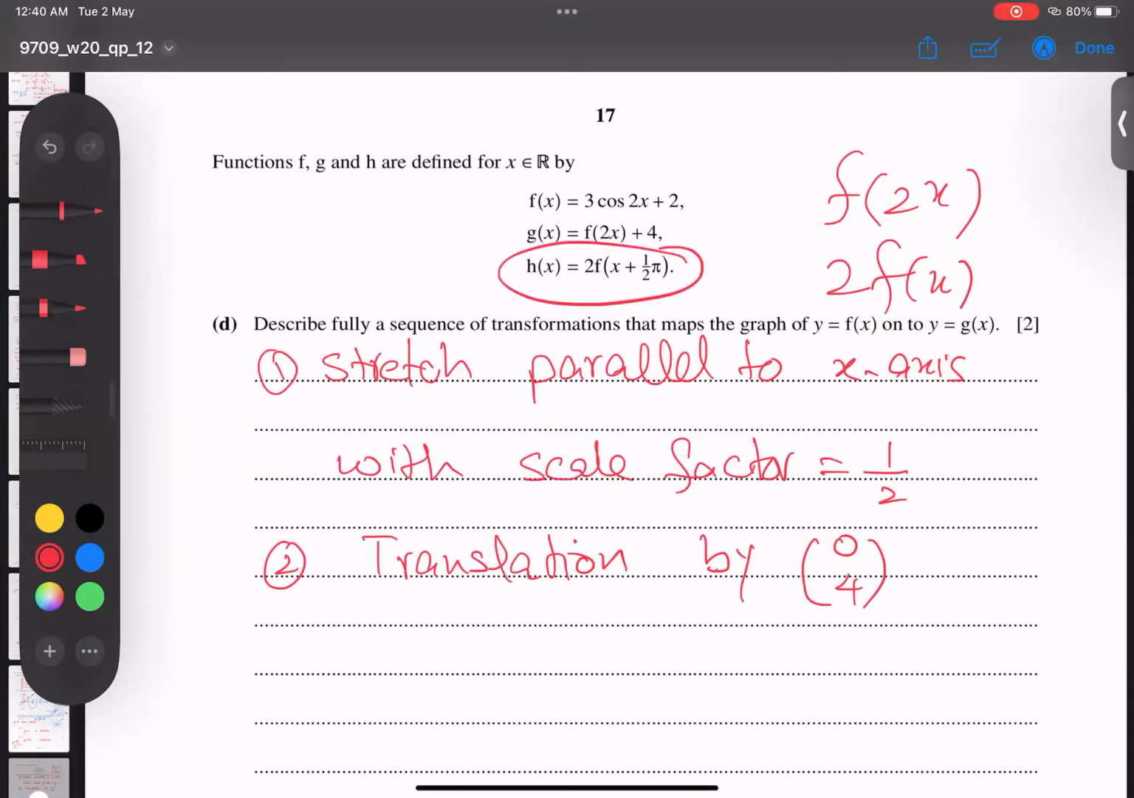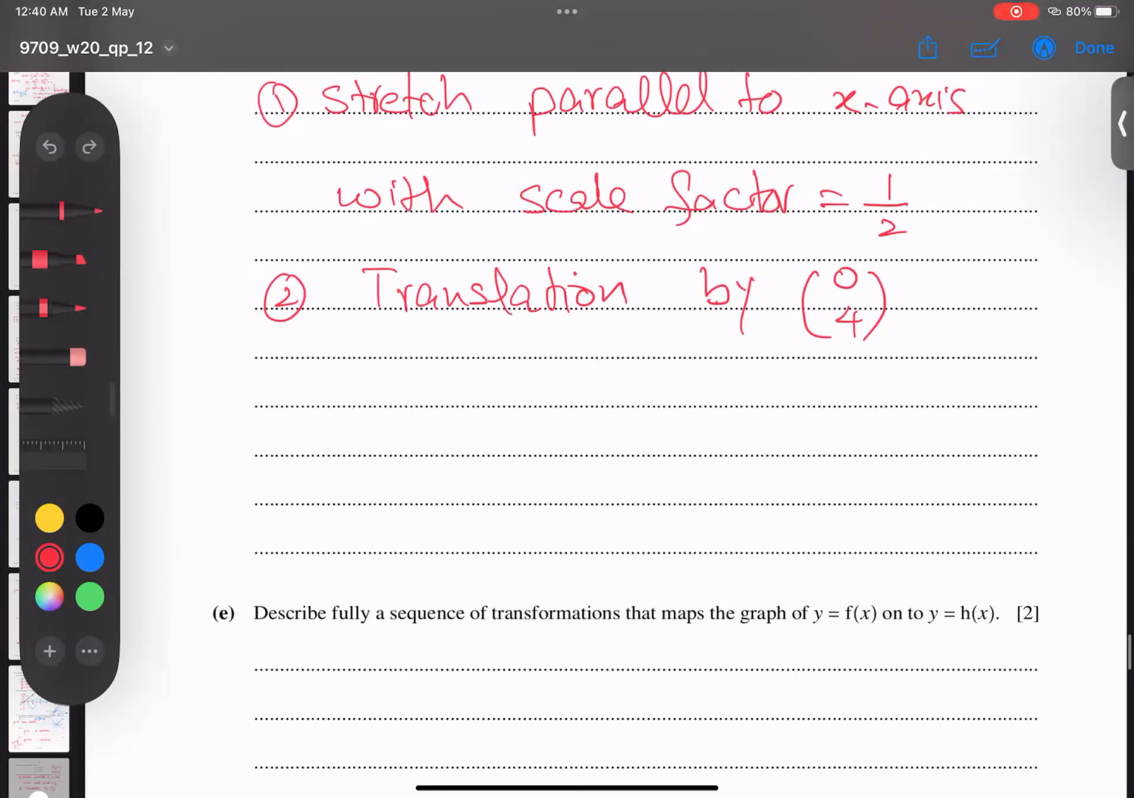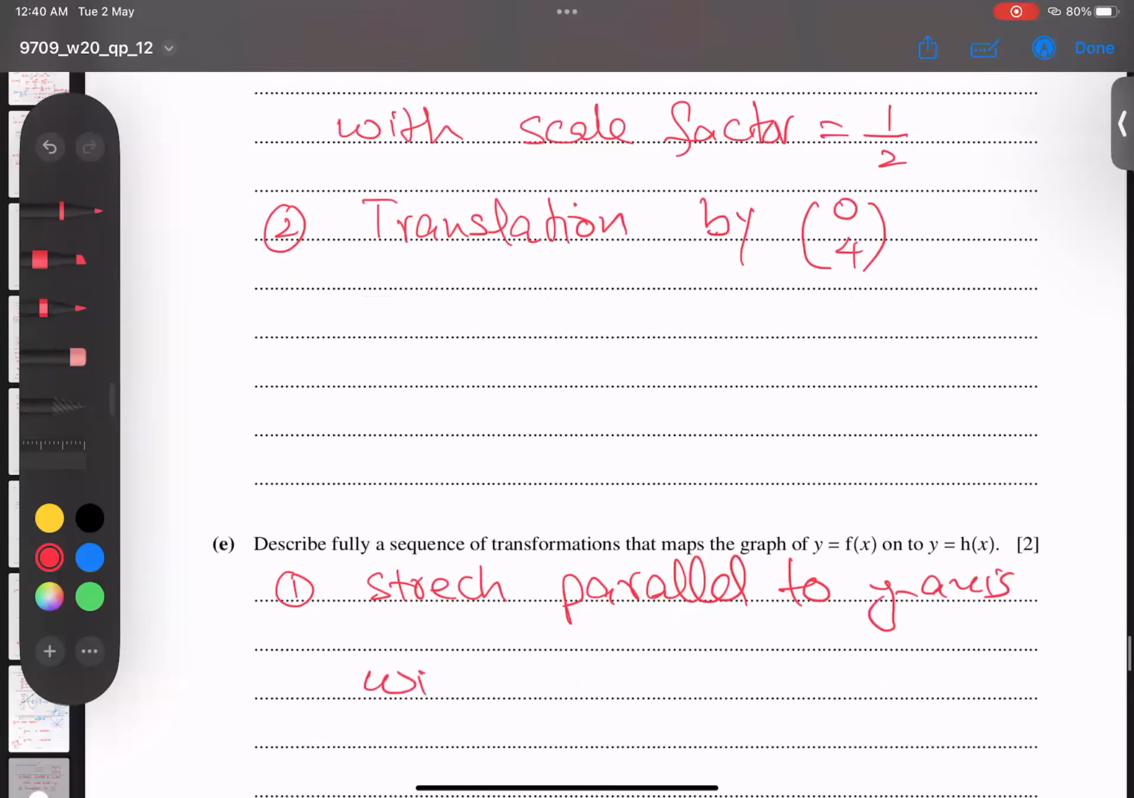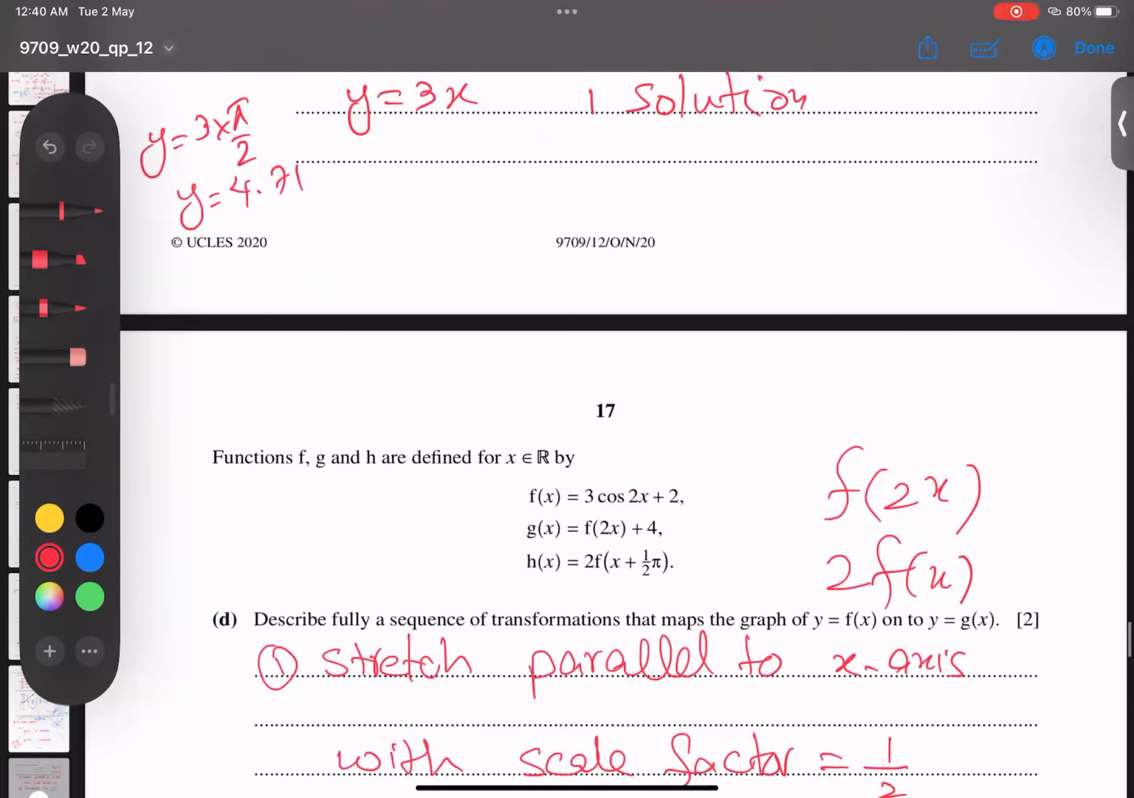But when you talk about this question h, again he applied it on the f function. So this 2 outside the function is called stretch parallel to the y-axis with a scale factor 2. You know why? Because, students, as I said before, parallel to the y-axis it remains the same, but parallel to the x-axis we always find the reciprocal.